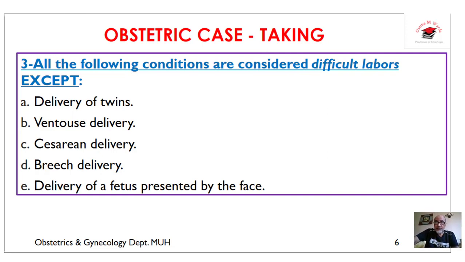within a reasonable time from 3 hours to 24 hours without any assistance except pitocin drip and episiotomy, and without complication to the fetus or the mother. This is the definition of normal labor. If any of these conditions is eliminated from the definition, it is a difficult labor. So the exception here is C. Cesarean delivery is not a vaginal delivery.